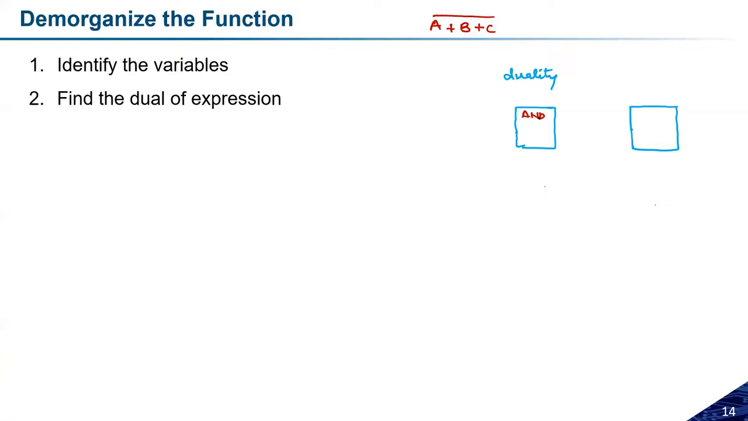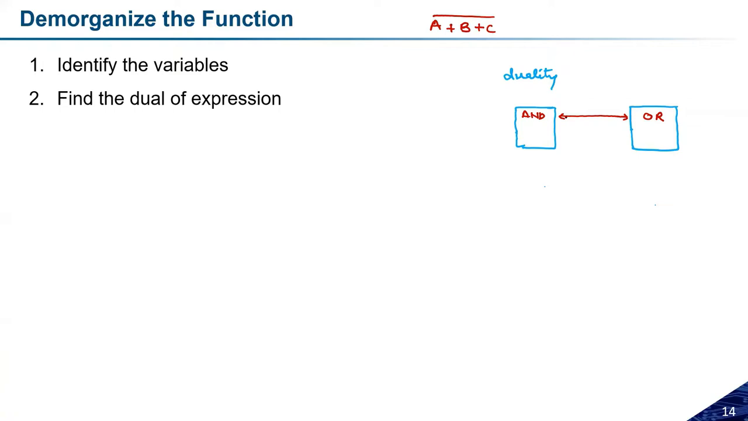So the duality theorem says that if you have some AND operation in the function, you have to replace it with the OR operation and vice versa. So this is the first thing the duality theorem says. I will discuss in more detail later on.